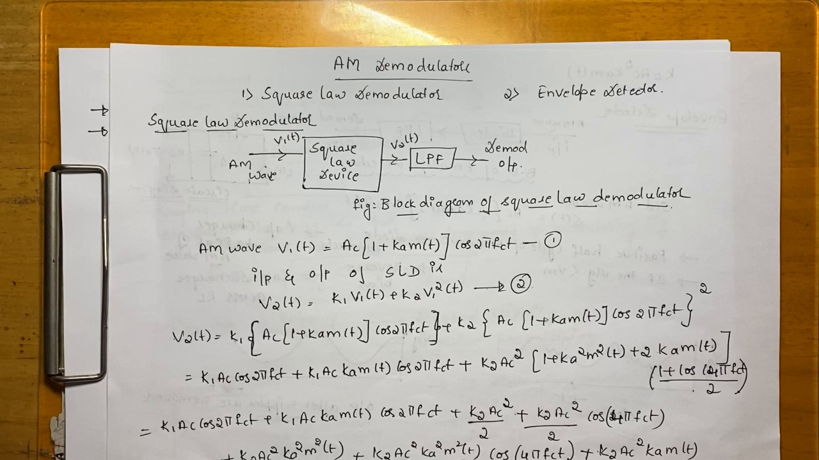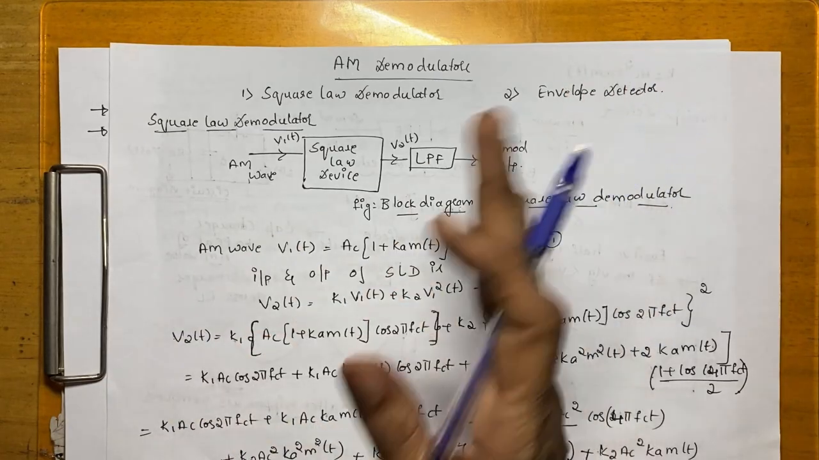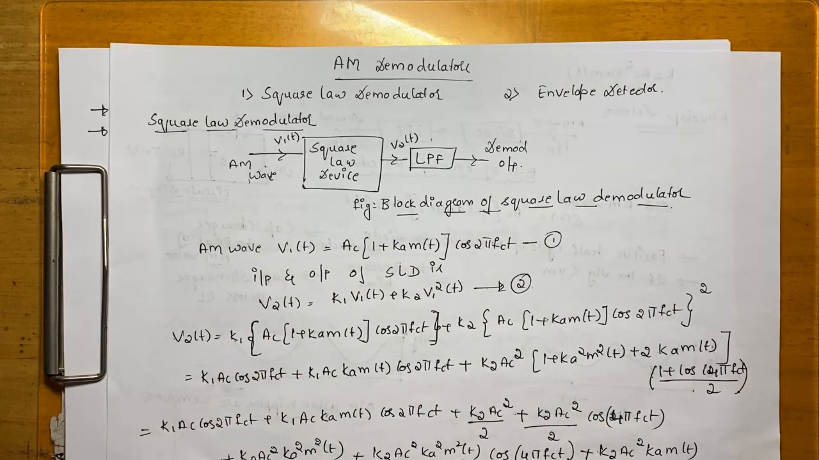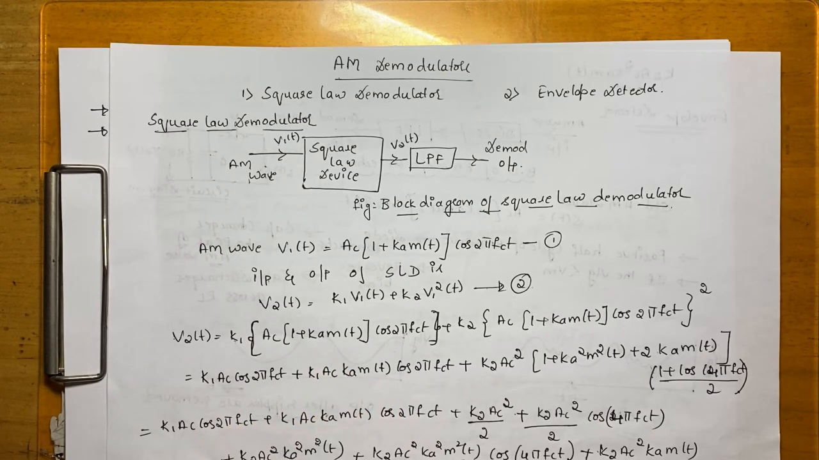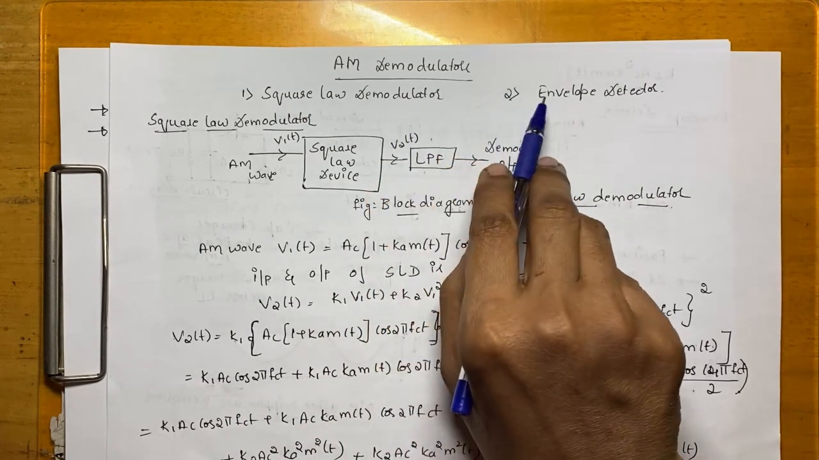Hello everyone. Now we'll be seeing AM demodulators. At the transmitter end, we had observed that once the signals are modulated, they are transmitted through a transmitter. Now the transmitted signals are received by a receiver to retrieve back the information signal or message signal.